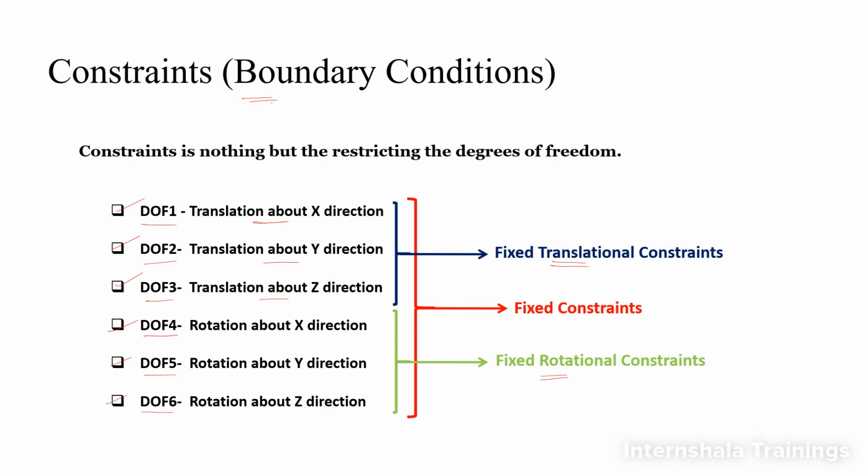So what will happen? Let us say if I apply the fixed translation constraint, that means the object cannot move in X direction, Y direction, as well as Z direction, but it can easily rotate about X, Y, and Z. Likewise, if I take the fixed rotational constraint condition, what will happen is this cannot rotate about X, Y, or Z, but the object is free to move in X direction, Y direction, and Z direction. Then the third case is if I fix all the degrees of freedom, it is called as a fixed constraint, where the body is not allowed to either translate or rotate about any axis.